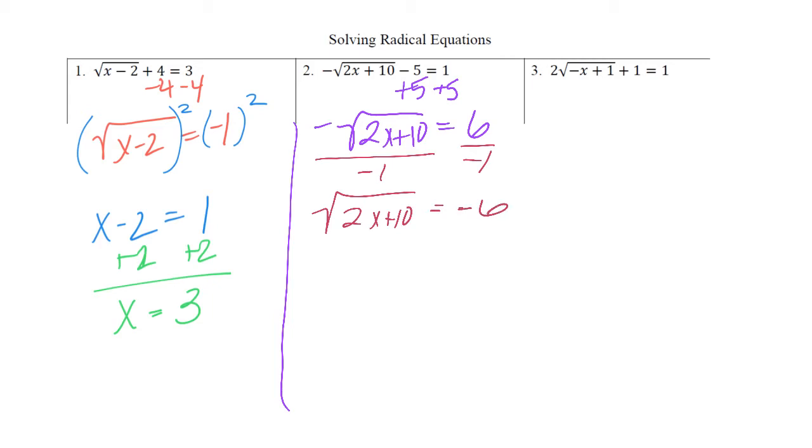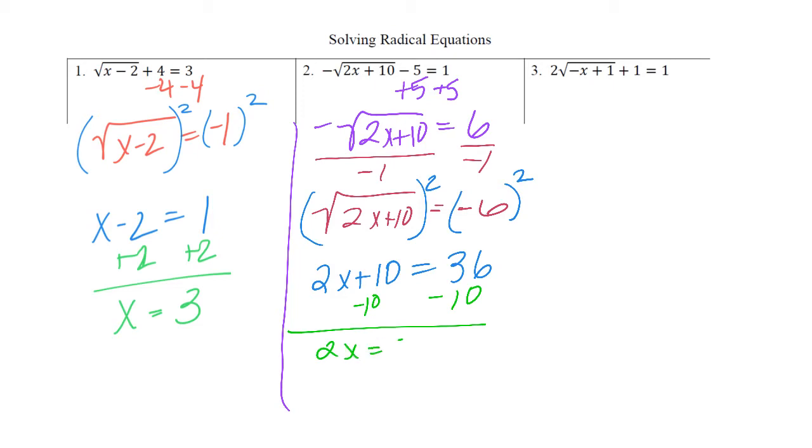Negative 6. So then we have to get rid of the square root, and that should be the last thing you do on that side. So we want to square both sides. So 2x plus 10, and remember, squaring a square root, they're opposites of each other, so it cancels it out. And then negative 6 squared is 36. And last but not least, we finish solving for x. So x equals 13. Okay, last one.